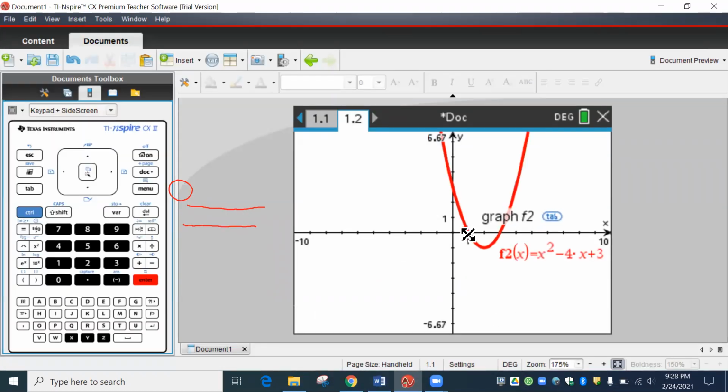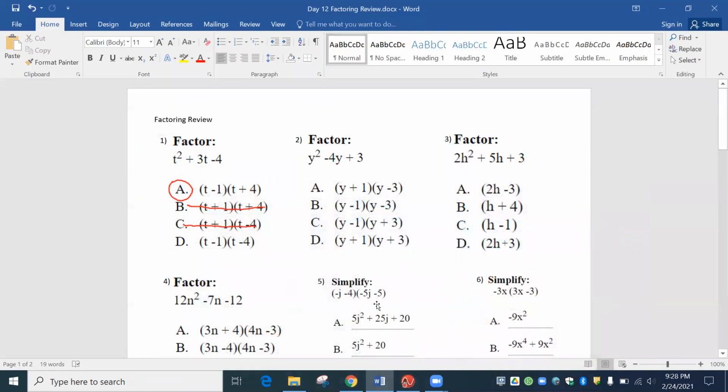All right, so this right here crosses at 1. So 1 and then 2, 3. So 1 and 3. And they're both positive. So I know that my answers, if these are both positive, my factors are going to be the opposite. They're both going to be negative. So I'm looking for -1 and -3. So -1 and -3 would be B.